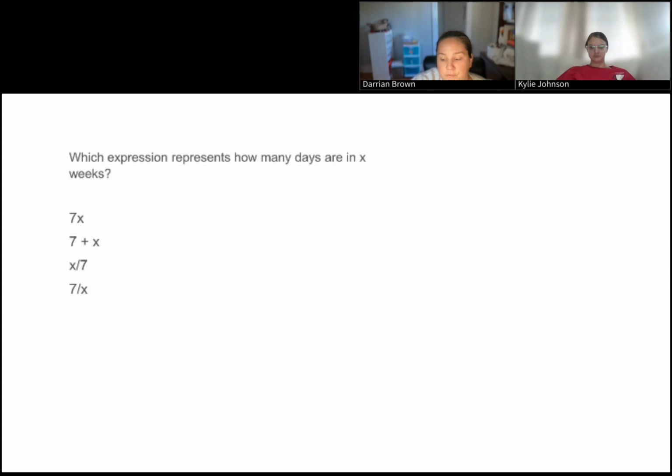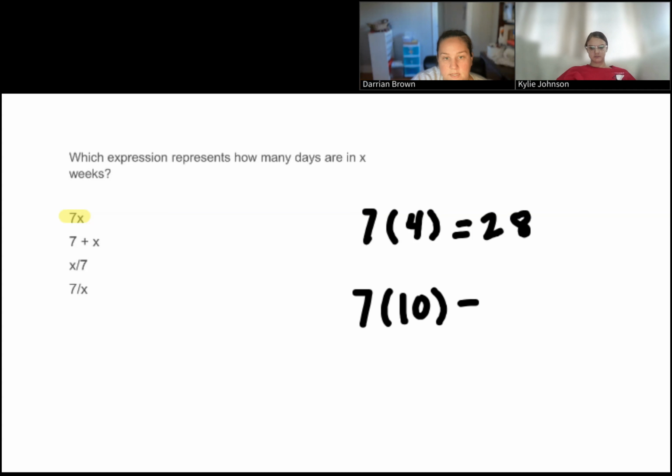And then how would we find out, for example, how many days are in 4 weeks? What would you need to do for that? Edward, that is the right answer, but how did you get that? Good, Kendall, Leah, you would need to multiply. So that would be A. And you can check yourself by plugging in some numbers. So 7 times 4, we replace the X with the 4. That would be 28 days in 4 weeks. If you wanted to know how many days were in 10 weeks, you could replace it with a 10. That would be 70, and so on.